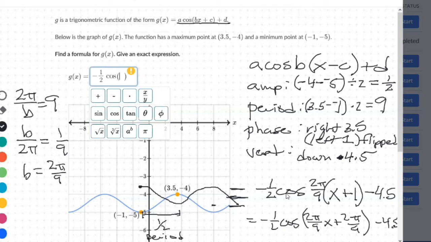I need a fraction. 2 pi over 9 times x plus 2 pi over 9. Boy, this takes a while to enter, doesn't it?